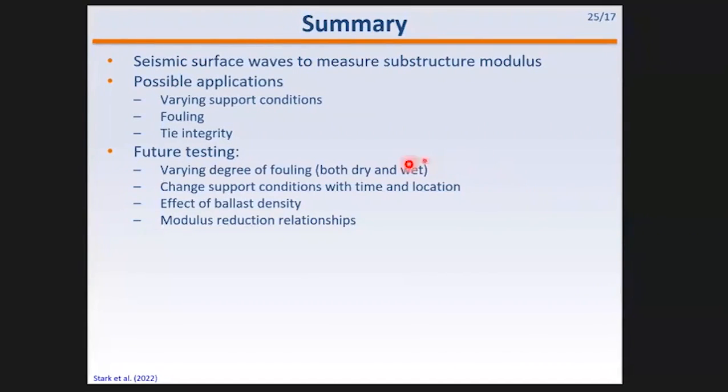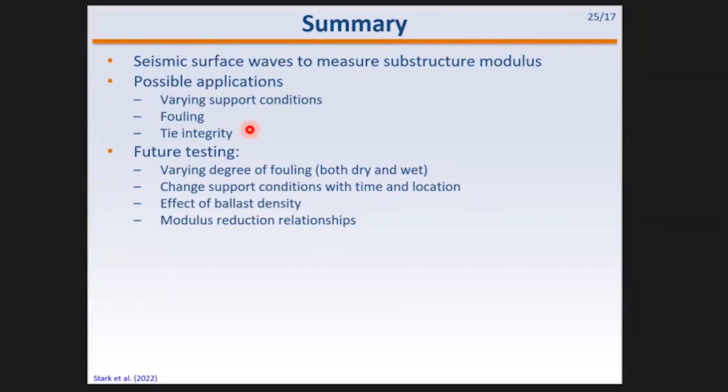Possible applications are varying support conditions, so we could see and measure varying support across the track, fouling, and of course, a future aspect is using this to assess tie integrity, because these surface waves go through the ties. So we can look at the consistency of the tie as the wave goes through it, because we have those accelerometers or geophones at different points along the track, and we know if the wave is being slowed down or if it's going quickly through the ties as it's going down the track.